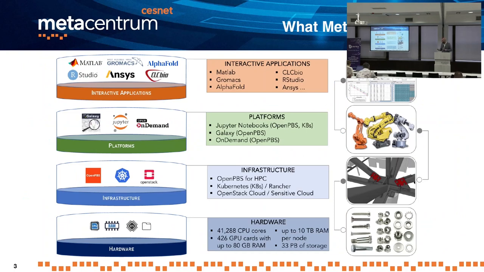So this is the graphical presentation of what I said before, that we can start from the bottom. We have some portion of pure hardware resources for you, and on the level of infrastructure you can use them via PBS scheduler for a typical batch or interactive job in MetaCentre. As Lukáš said before me, you can use these resources for Kubernetes. And if you want to be absolutely independent of us and work on your own, you can use these resources for a cloud. So start your own cloud machine, which is operated by OpenStack.